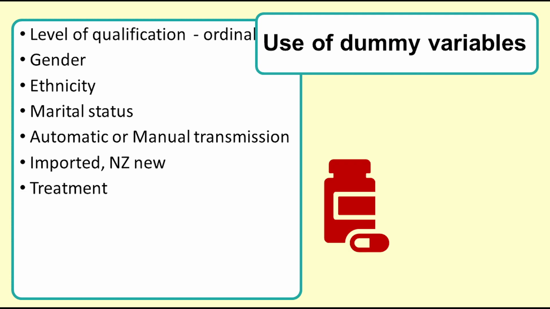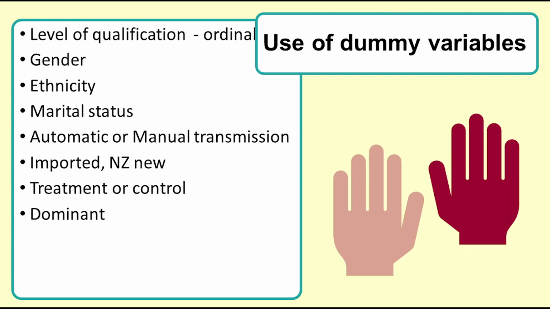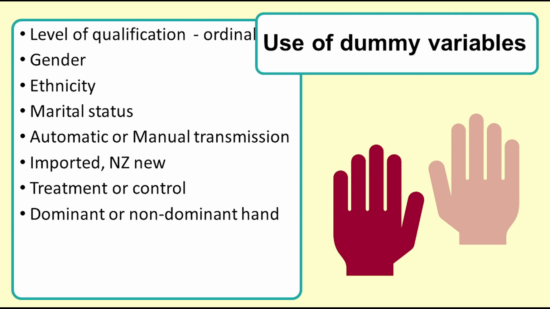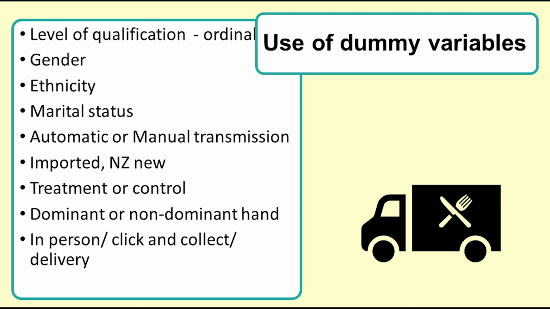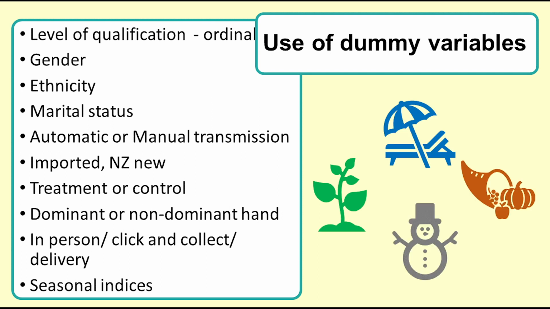In analysing experimental data, you might use dummy variables to indicate if the observation is in a treatment or control group. If you are looking at outcomes of treatment of hand injuries, a dummy variable would be used to indicate if the injury is in the dominant or non-dominant hand. When analysing customer behaviour, you might wish to indicate if the shopper was in person, click and collect, or delivery. As there are 3 alternatives, you would need 2 dummy variables. If you use a regression model for time series data that has a seasonal component, then you would have a set of dummy variables to indicate the month or quarter of each observation.